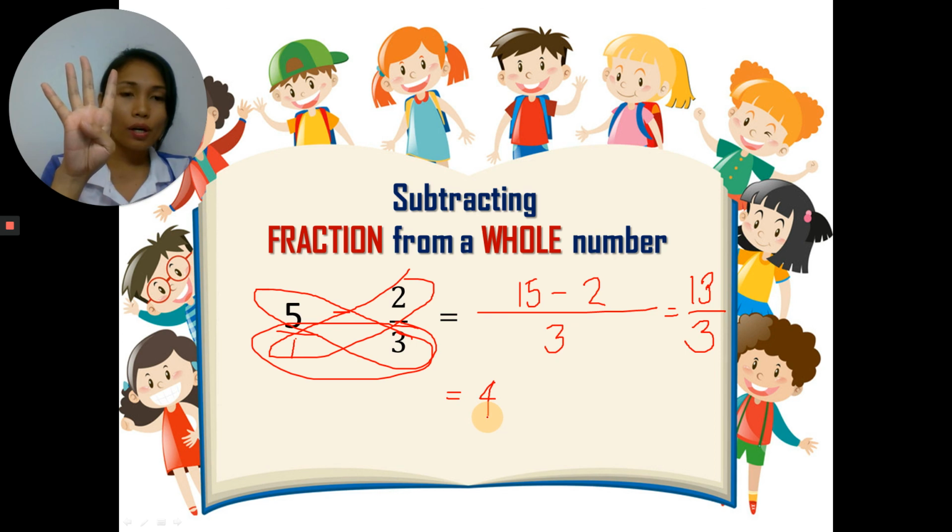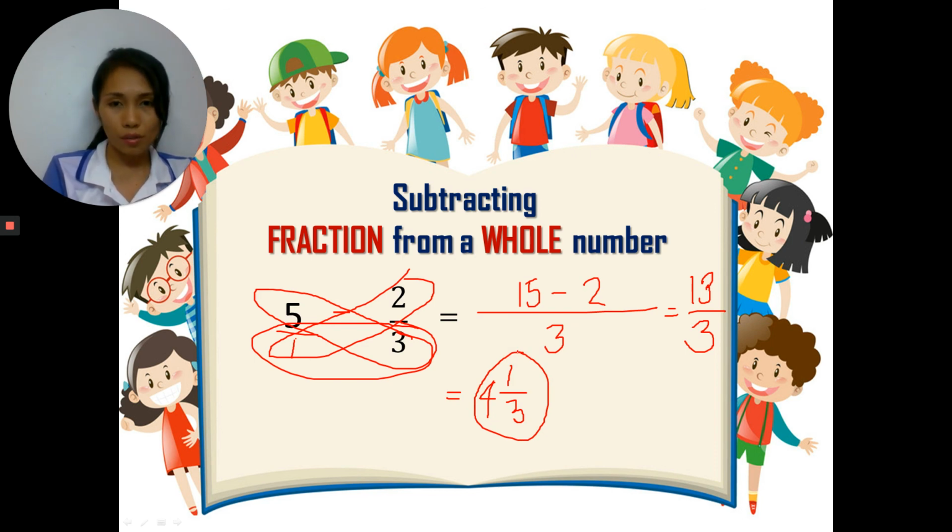4 3's are just 12, and we have here 13, so remainder 1. Copy the denominator 3. So the answer is 4 and 1/3. You see, right? If you use the other method where you make a new fraction to make unlike fractions, you multiply this by 3, you multiply this by 3, so you get the same 15 minus 2. Same answer. Whatever method you use, as long as you do it right, you get the same correct answer.